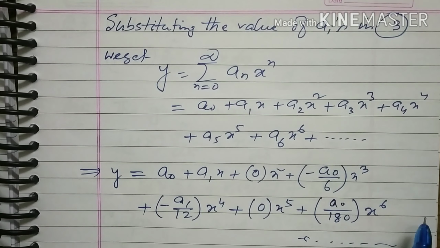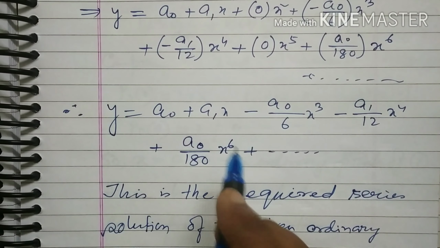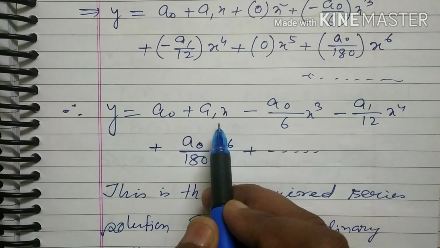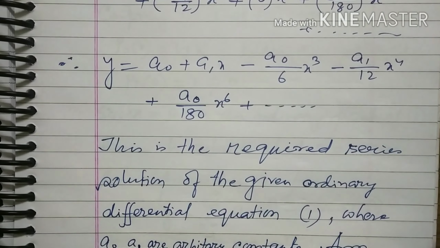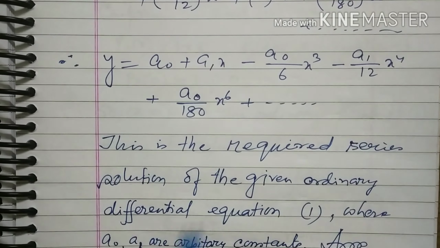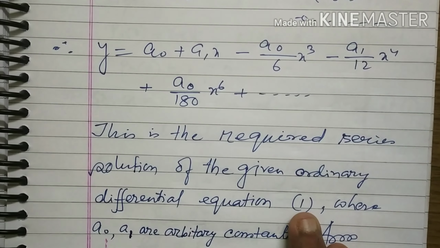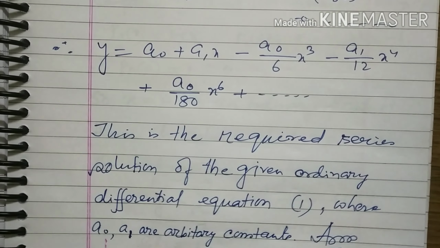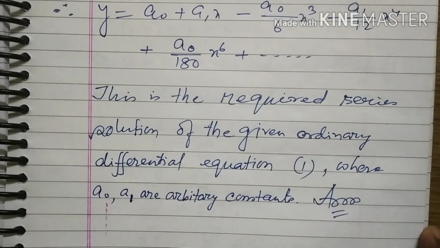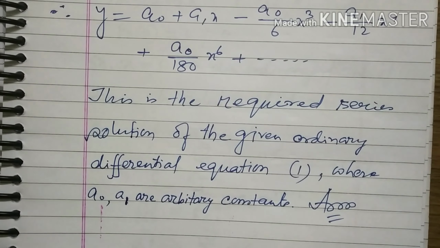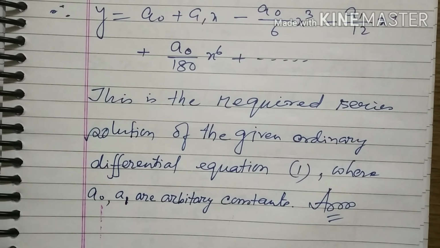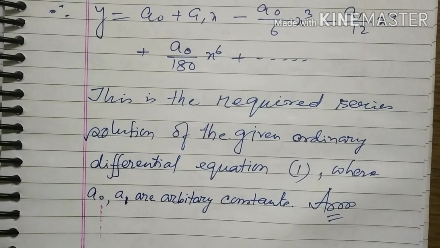After simplification, this is your infinite series. From here it is clear that all expressions are in terms of a0 and a1. So this is the required series solution of the given ordinary differential equation 1, where a0 and a1 are arbitrary constants. This is all about the calculation technique. Second question. You should memorize the important steps. Okay, thank you.